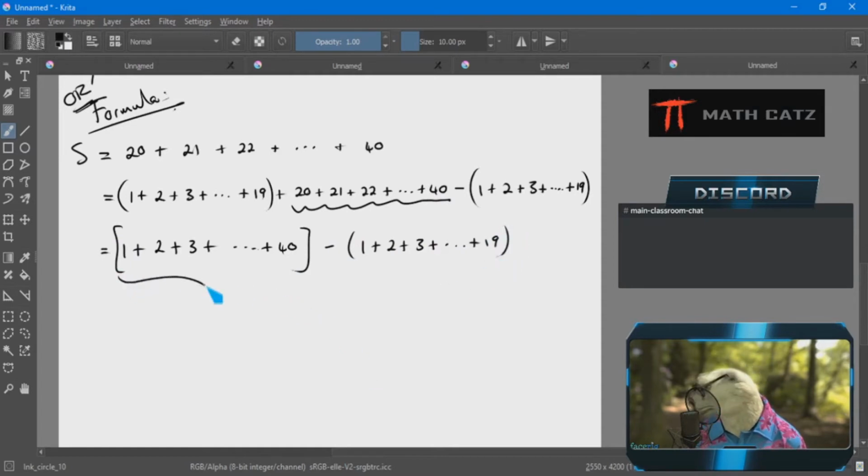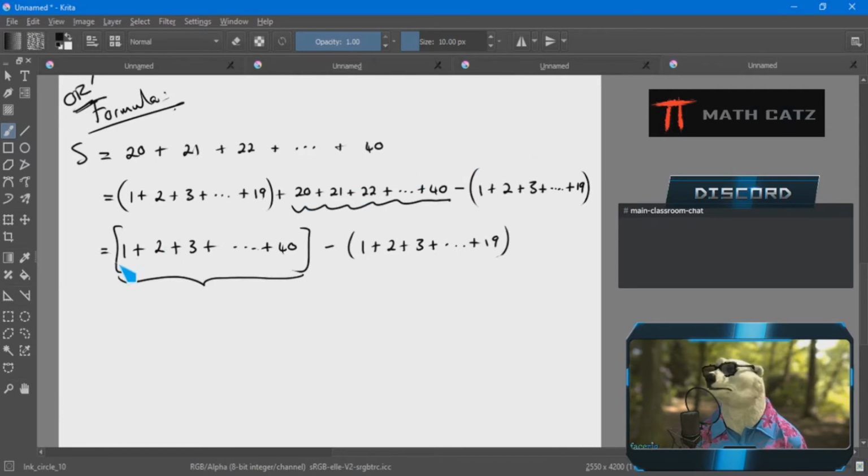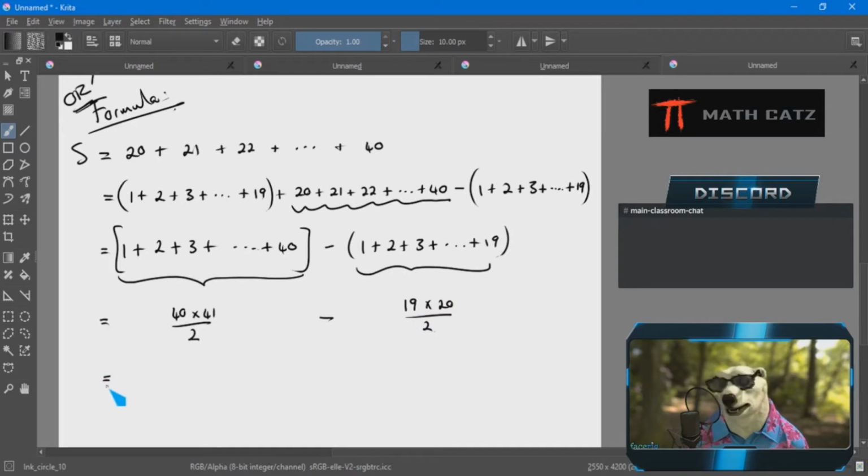But now if I look at the square bracket, that fits my formula perfectly. It starts at 1, it goes up by 1, it ends in 40. So that's 40 times 41 over 2. If I look at the round bracket section, that's also perfect for the formula. It starts at 1, it goes up by 1, happens to end at 19. So the formula says it's 19 times 19 plus 1 over 2. And there we go. Now we can calculate it.